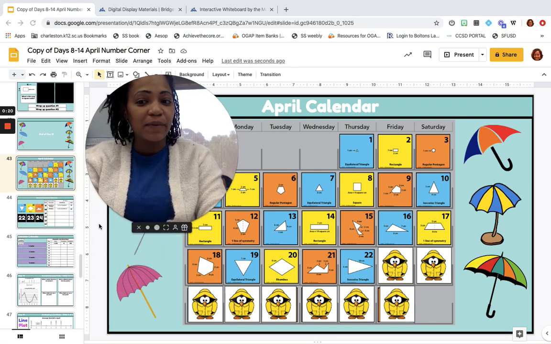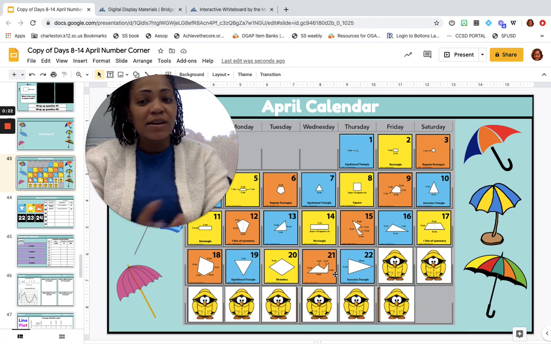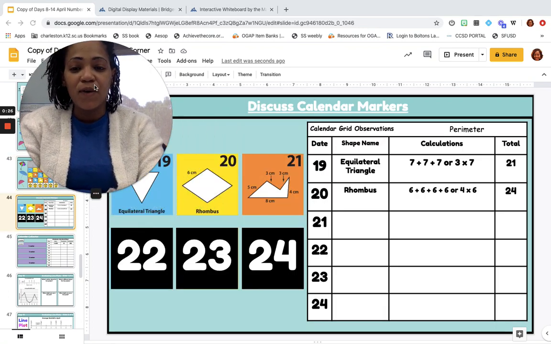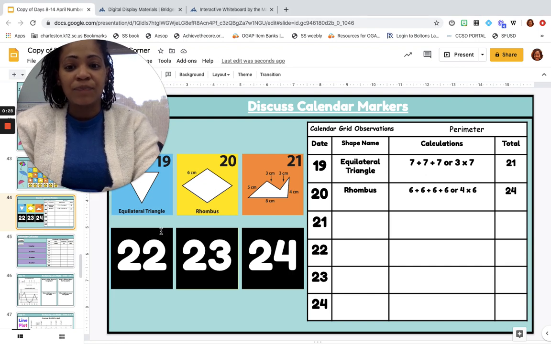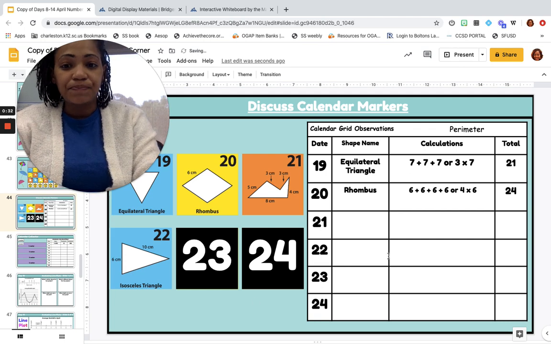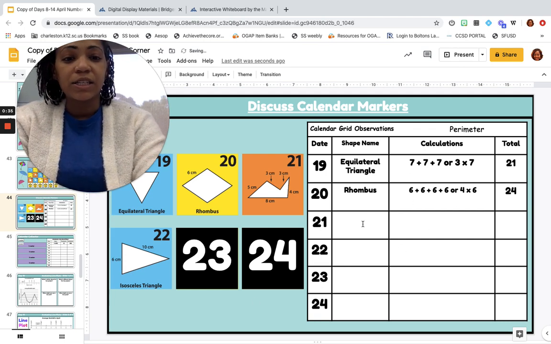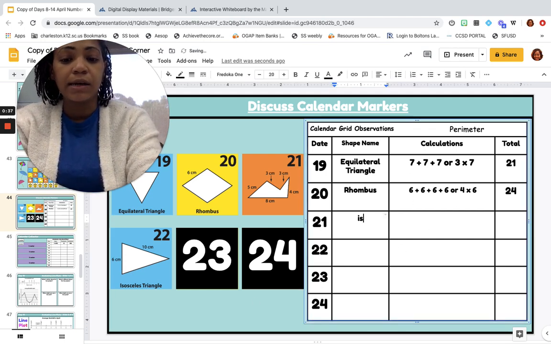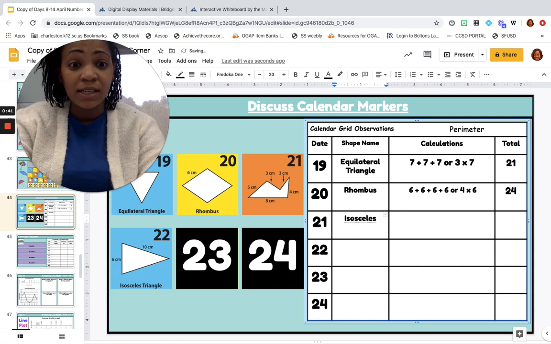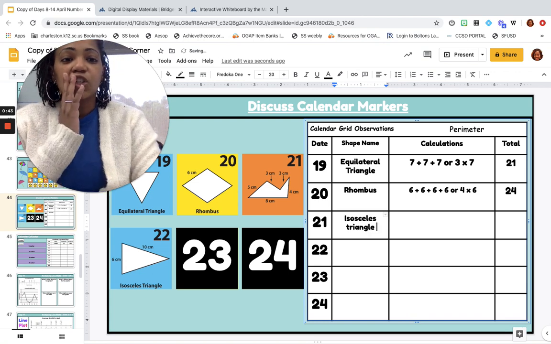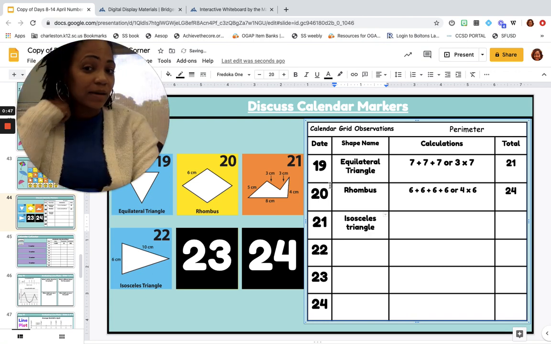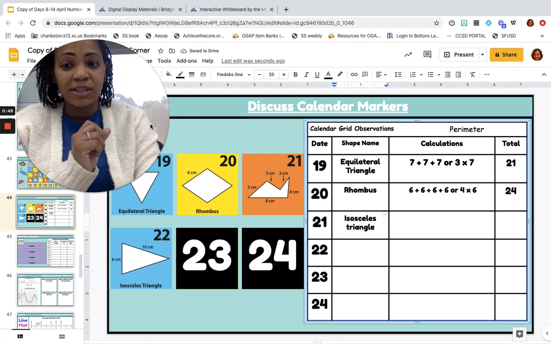Maybe you can see that we have an isosceles triangle. Maybe it's too small for you. And if that's the case, we will blow it up on this page so that we can fill in our calendar grid recording sheet. So, isosceles triangle. Here is a vocabulary review. Isosceles means that only two sides are the same. Okay, equilateral, all sides the same. Isosceles, two sides are the same.